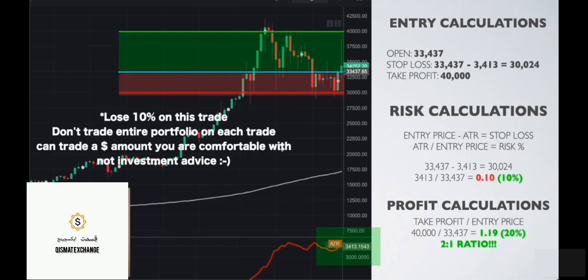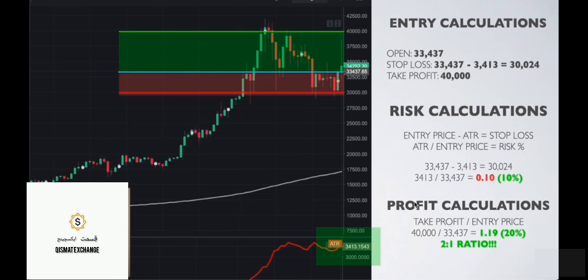If we win, you can see our profit calculations right here. Profit calculation, take profit price divided by entry price. So that's 40,000 divided by 33,437. That calculation comes out at 1.19, otherwise known as 19%, rounded up to 20%. We have a 2-to-1 ratio on this trade. That is a good ratio, really good ratio.